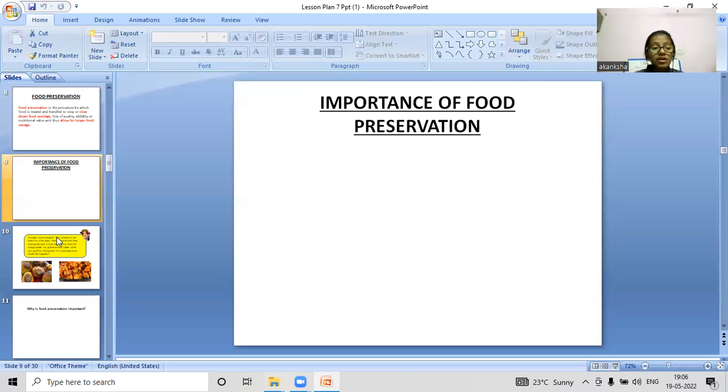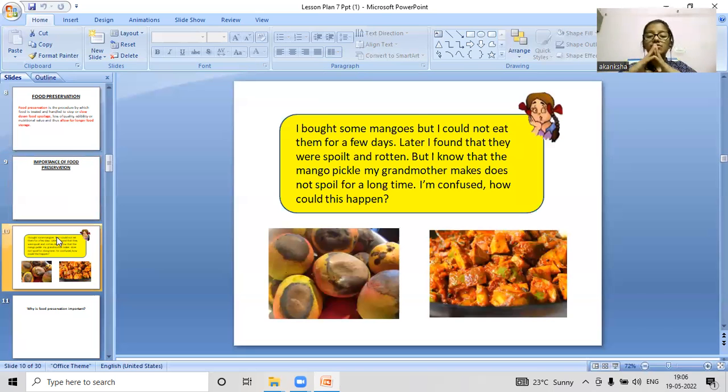Now coming to our curiosity question part. Now Paheli has a question for you. She said, I bought some mangoes, but I could not eat them for a few days. Later, I found that they were spoiled and rotten. But now I know that the mango pickle my grandmother makes does not spoil for a longer time. I am confused. How could this happen?